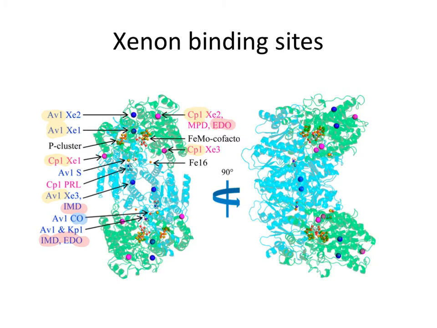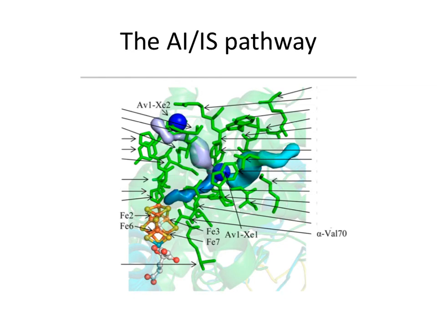So the location of the xenon is what we're going to focus on next, but these xenons had to get into this protein somehow, and so they looked at those xenon binding sites and tried to find pathways that the xenon could have followed to get to that location inside the protein. So here are some of the pathways that were calculated for xenon 1 and xenon 2.